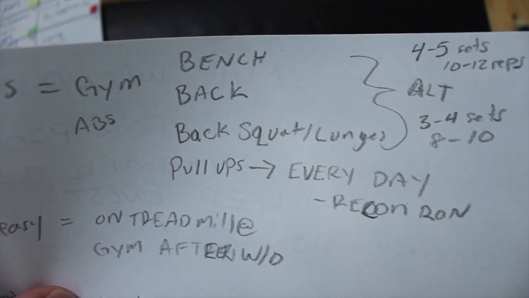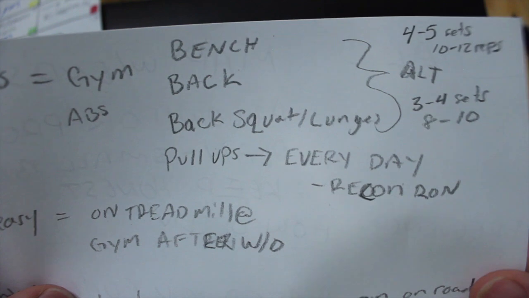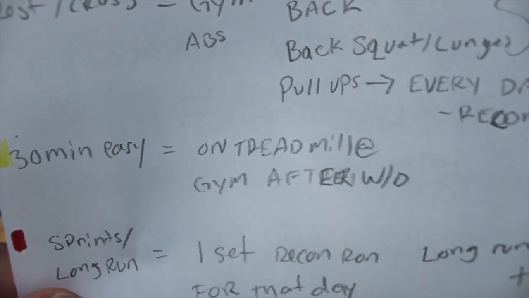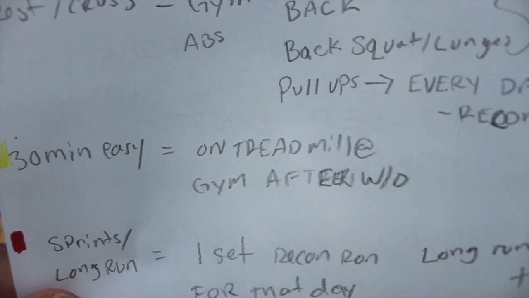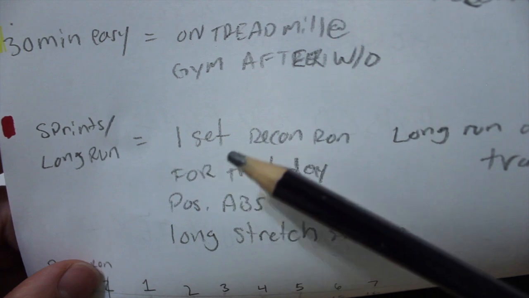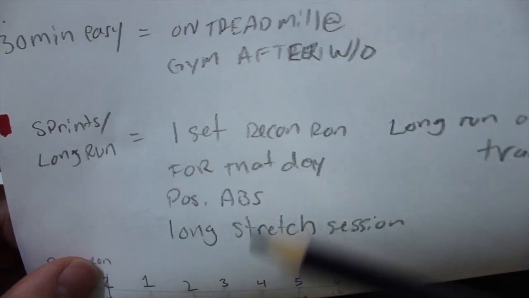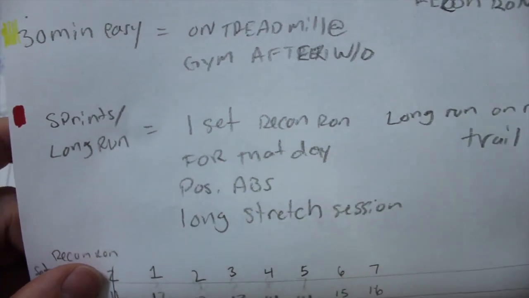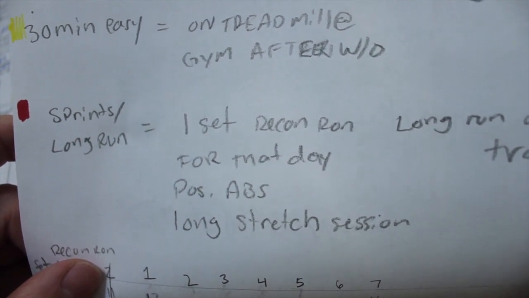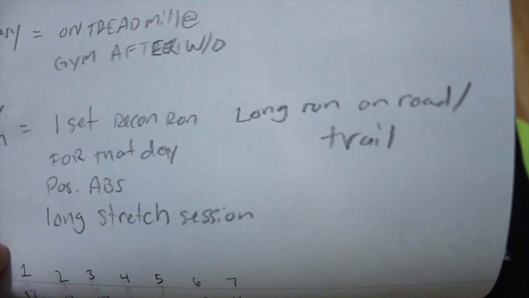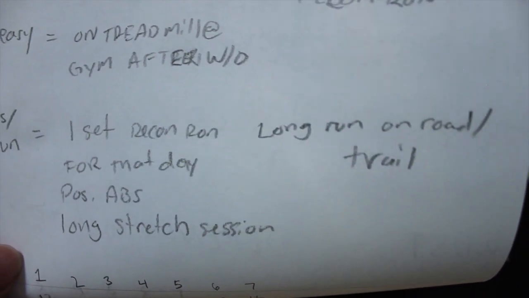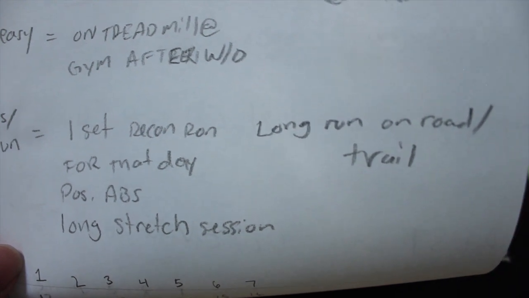So yeah, and then obviously every day is going to be Recon Ron pull-up workout. 30-minute easy, talked about this already. It's going to be on the treadmill at the gym after my workout. All right. And then the sprints, I'm going to first do the Recon Ron workout, the pull-up workout for my sprint days. And then after that, I'm going to do abs if I'm feeling like. If it's a hard workout and I'm like dead, I'm just going to do a long stretch session. And then same with the long runs on the road. That's going to be on the road. I don't want to just sit there for an hour on the track just doing lap after lap after lap.